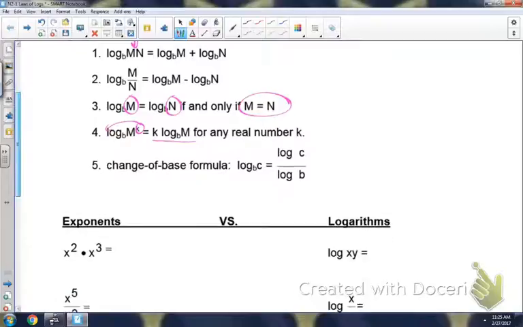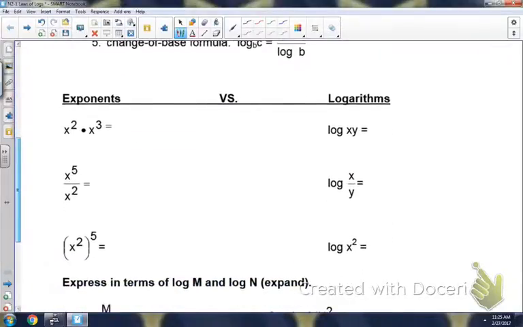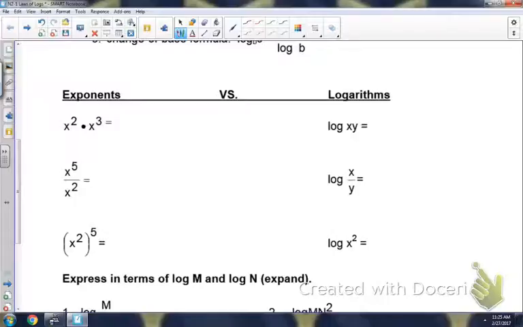Okay, so we're going to look at the difference between laws of exponents and laws of logarithms. So on the first one, we're multiplying. When we multiply, we add the exponents. So that would be x to the 5th. If you look over to the right on your logarithms, notice that we're multiplying x and y. We can also add those. So log of x plus log of y. So very similar to laws of exponents.